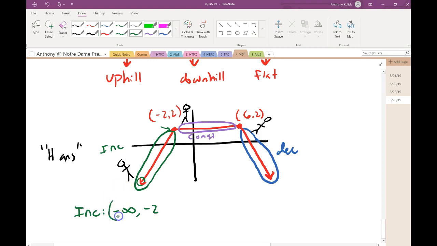Obviously, the infinities always get a parenthesis, right? And these transition areas, the places where the graph is transitioning from increasing to constant, and then constant to decreasing, don't get included anywhere. So we're never going to include those in any of those sets. So when we write these intervals of increasing, decreasing, and constant, everything's going to need a parenthesis. There aren't going to be any brackets. So that's good.